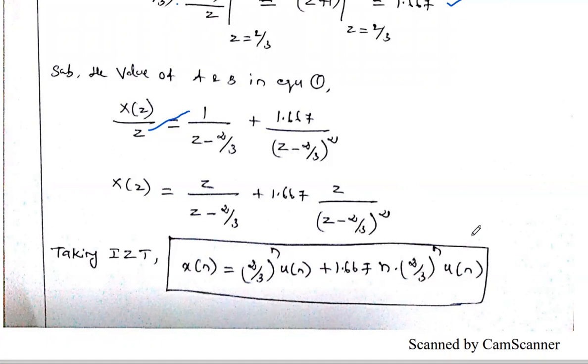Okay, so this is our desired answer. So this is the corresponding time domain signal for the given capital X(z). Okay, so these are all the important inverse z transform problems.